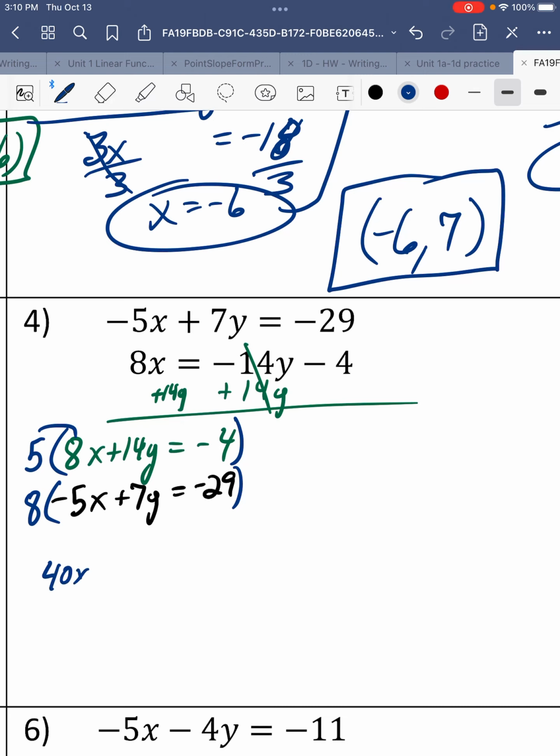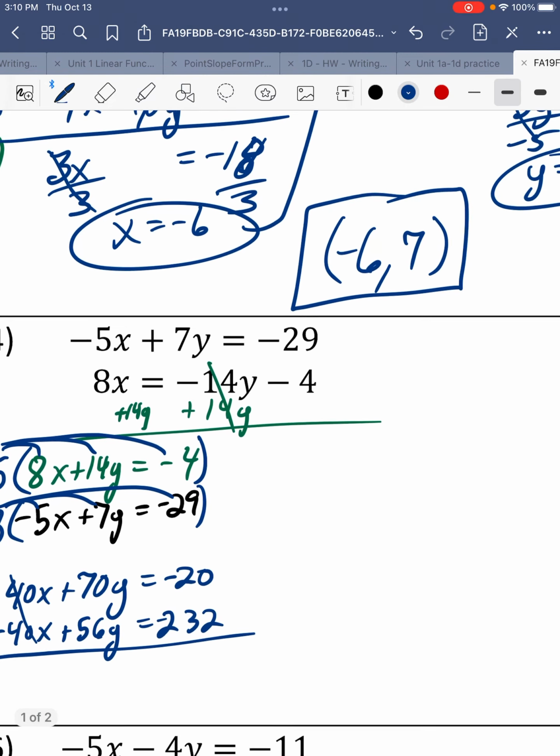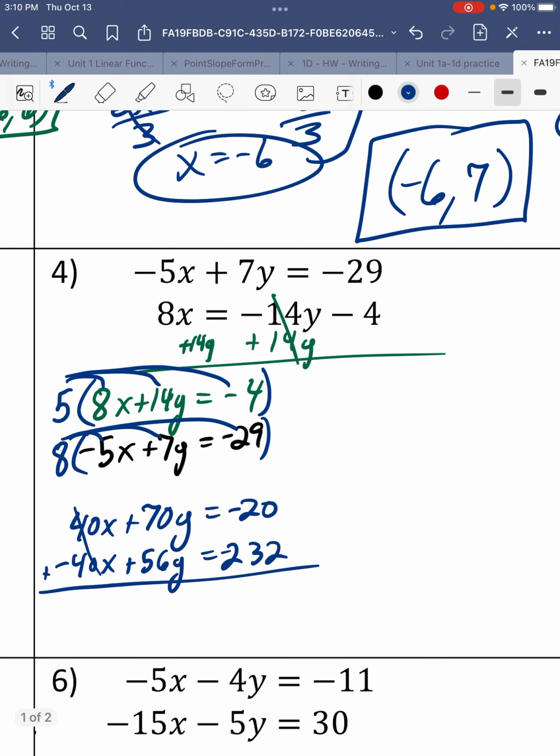So 5 times 8 is 40x, 5 times 14 is 70y, 5 times negative 4 is negative 20. Bottom equation is negative 40x plus 56y, and that's 161, oh my gosh, too big of a number, 240, 232. Add these vertically. Man, these are some big numbers. 70 plus 56 is 126. Should really have a calculator for this.